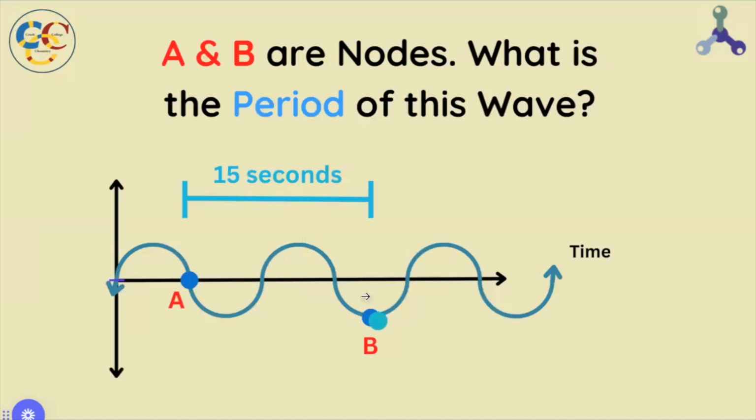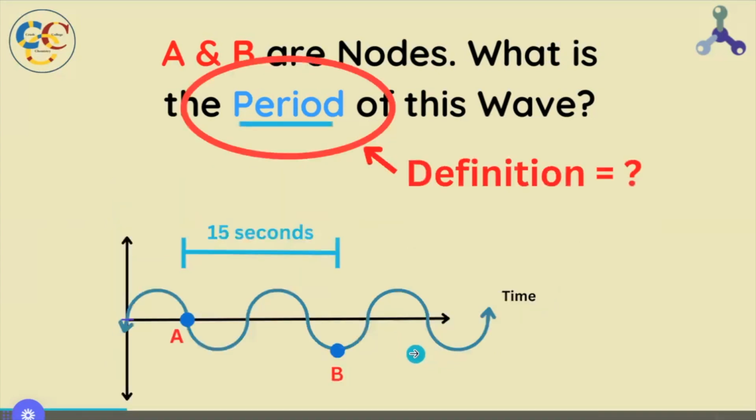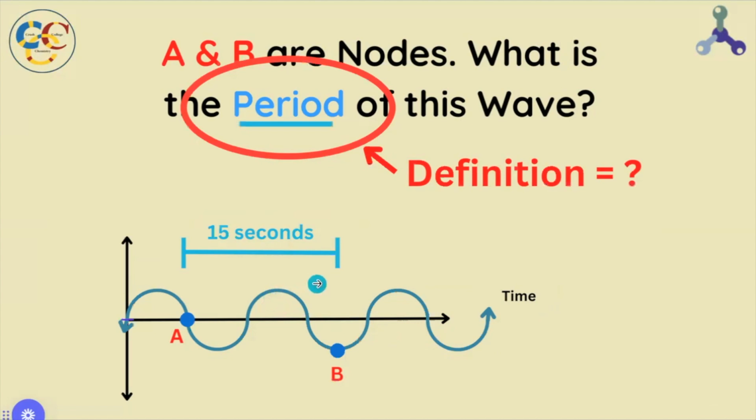A and B are nodes. What is the period of this wave if the horizontal distance between A and B is 15 seconds? In a problem like this, we want to explicitly state the definition of period because it's our destination and it will also help us dissect what we have on screen.